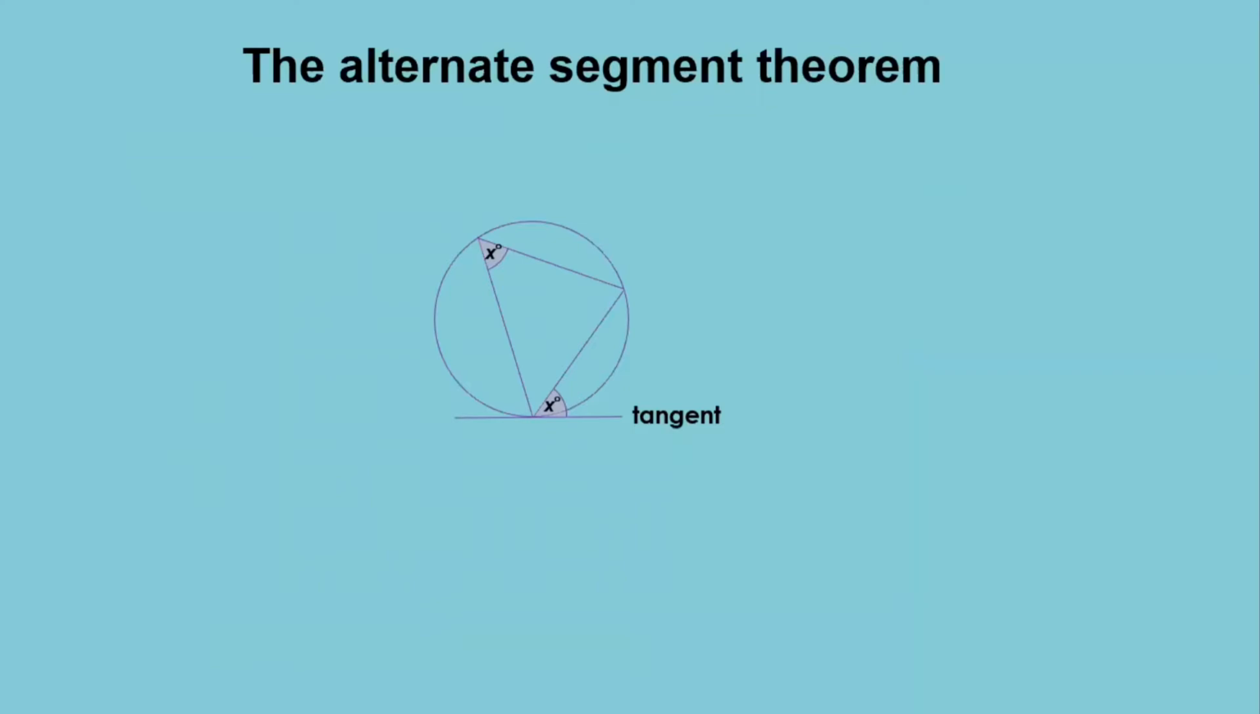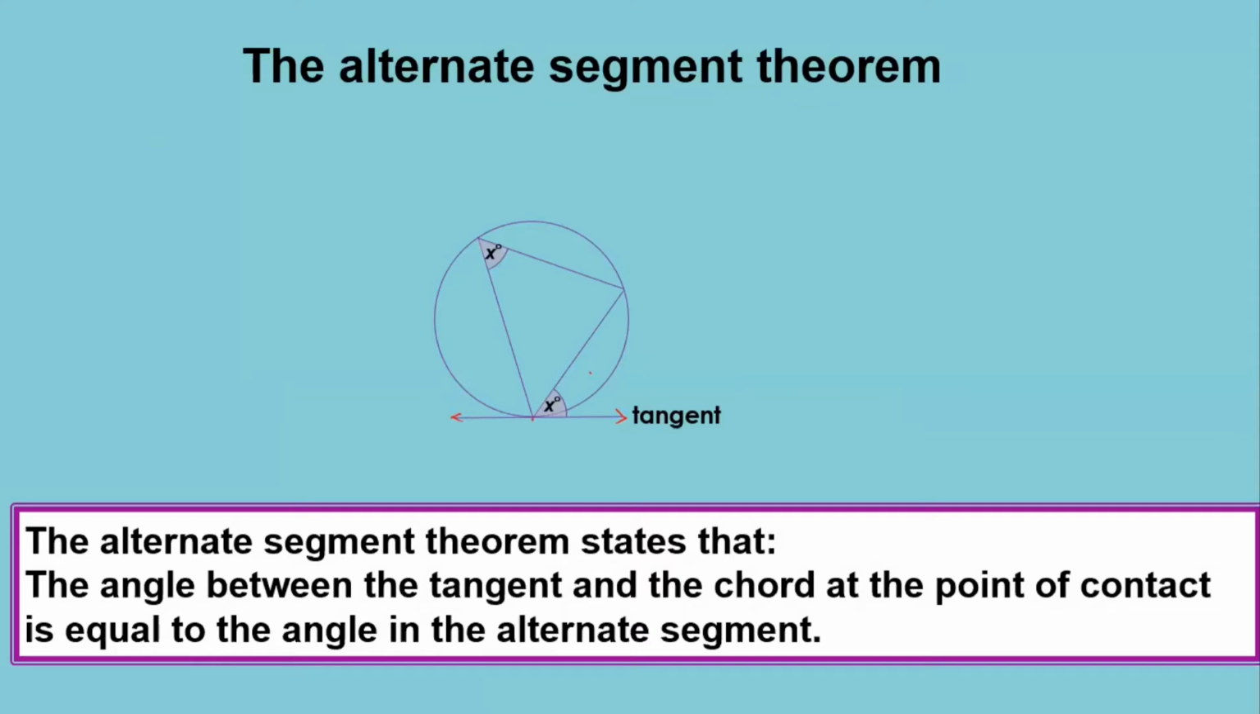Alternate means different. Okay. We have studied the tangent theorems in the previous video. This is the line which touches the circle at exactly one point, a tangent, and this is a chord. Now this chord is dividing the circle into two segments. This is one segment and this is the other segment. So the angles in the alternate segment are equal. What does the alternate segment theorem say? The angle between the tangent and the chord at the point of contact is equal to the angle in the alternate segment. Got it?